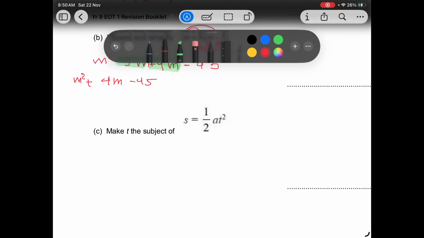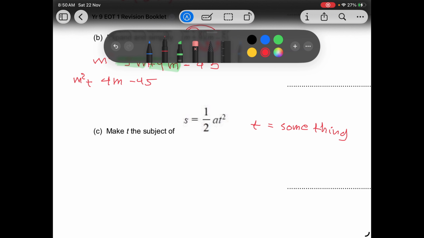Here, make the subject. So making the subject means I need to rewrite this to be something equals something. So we need the variable alone on one side. Oh, there is no M here. Make T, sorry, T, not M. So I will make T alone.